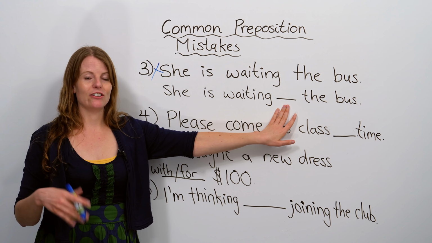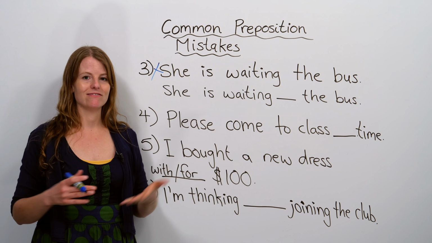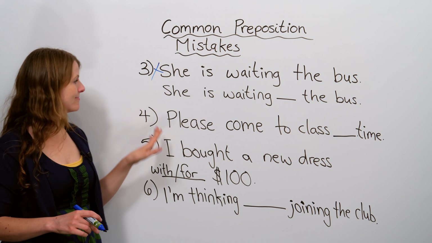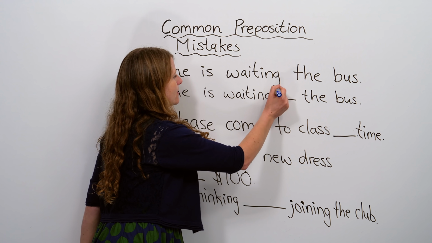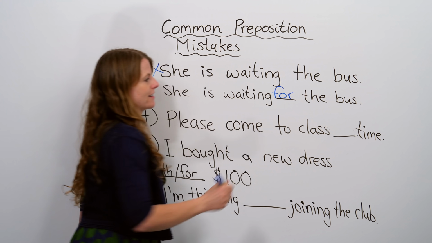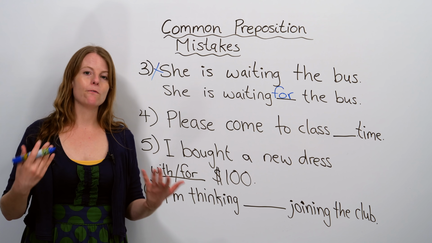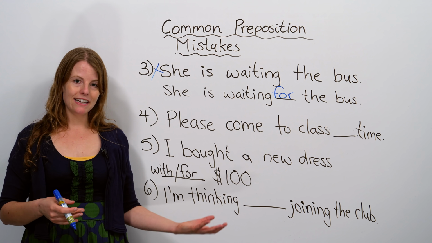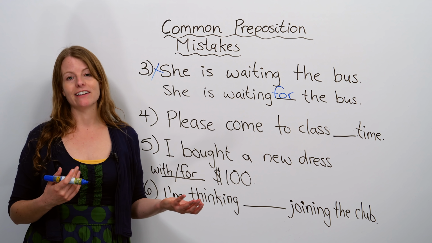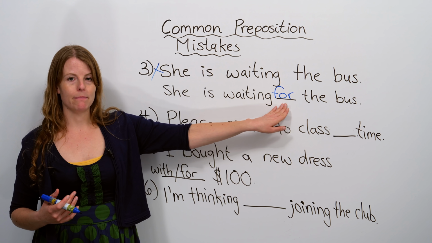What preposition do you think it is? It might be with, for, at, in, on. Any guesses? She is waiting for something. I am waiting for the bus. I'm waiting for dinner. She's waiting for her parents to come home. Okay, so after waiting, we have this preposition for.